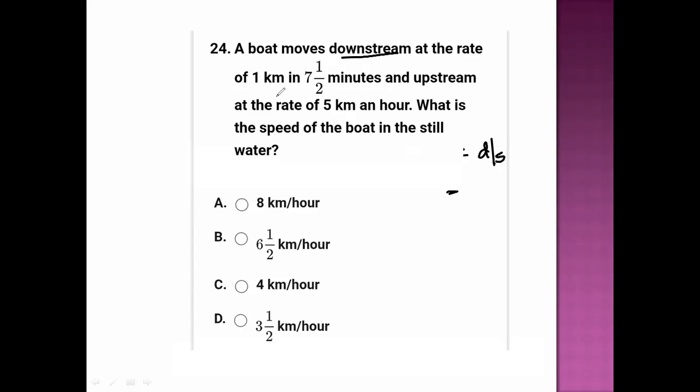What he has given as the rate means u plus v, that is the speed. Speed is equal to distance by time. So what is the distance here?